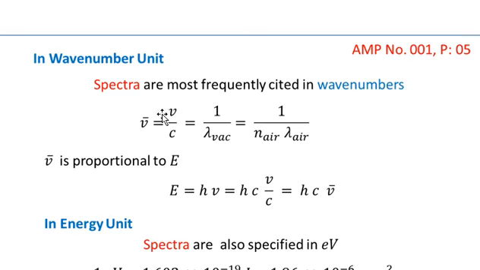So nu bar is equal to nu over C, which is equal to 1 over lambda vacuum, and this lambda vacuum can now be specified in terms of N air and lambda air, so it is equal to 1 over N air times lambda air. So you see that nu bar is also not influenced by the medium in which you are measuring. It has the same value in vacuum and in air, so you don't bother about the medium. The wave number is also a very popular quantity, and as mentioned earlier, most of the spectra are cited in wave numbers, and the unit for wave numbers is usually specified in centimeter inverse.